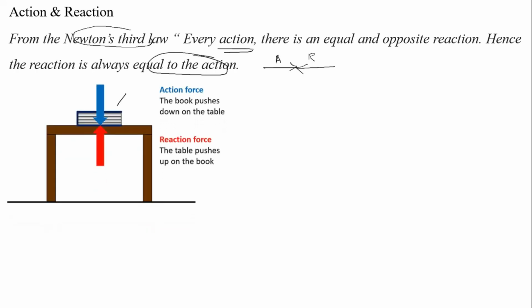This is the book and I want to keep the book on the table. The book pushes a force downward on the table, and the table pushes upward on the book, which is the reaction force. Both are equal, that is why there is no displacement.